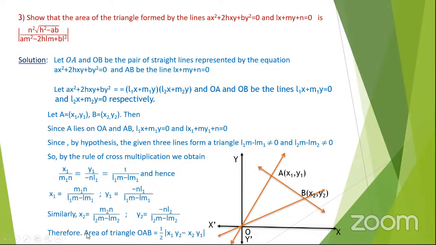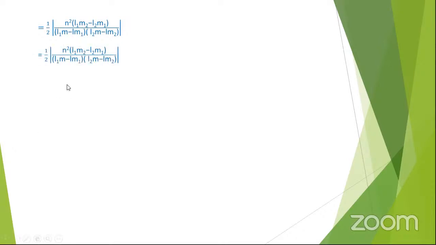Therefore, we know the formula for the area of a triangle. If the two points are given, what is the area of the triangle OAB? We can find it by half into the modulus of (x1y2 − x2y1). Substituting the values, we get half into the modulus of n²(L1M2 − L2M1) / ((L1m − lM1)(L2m − lM2)).